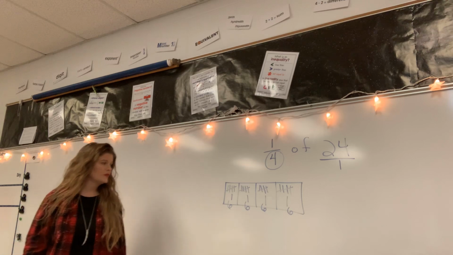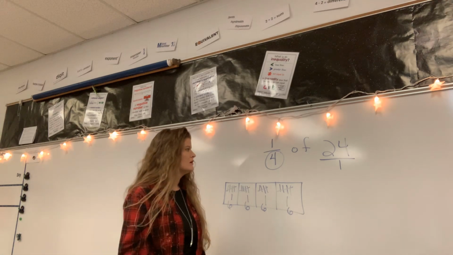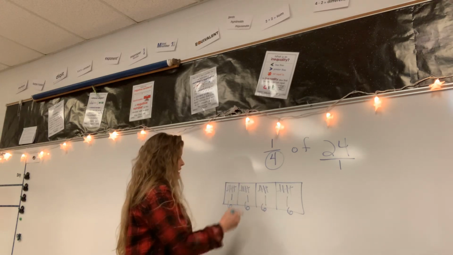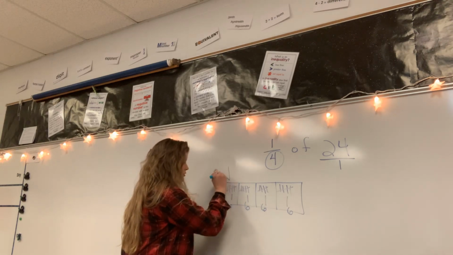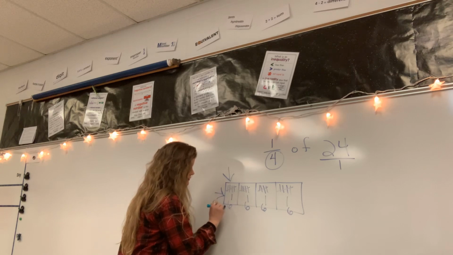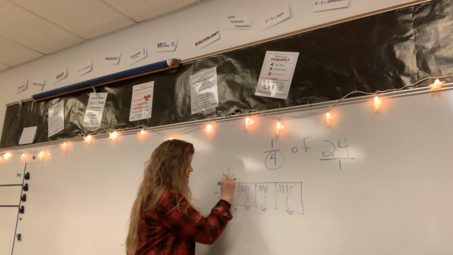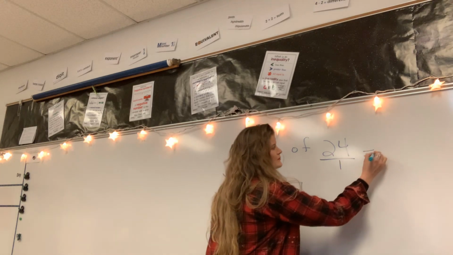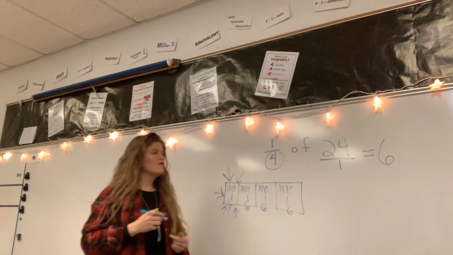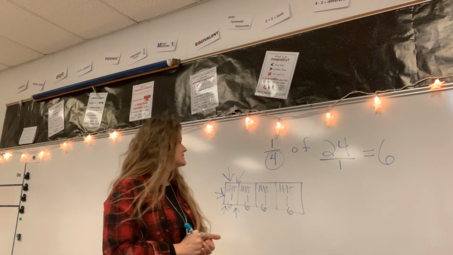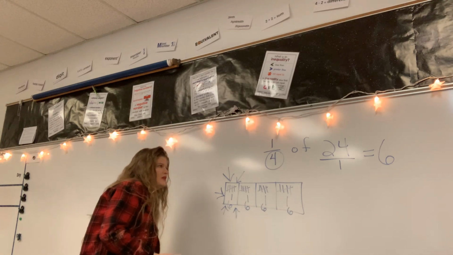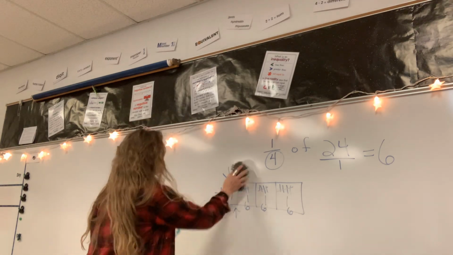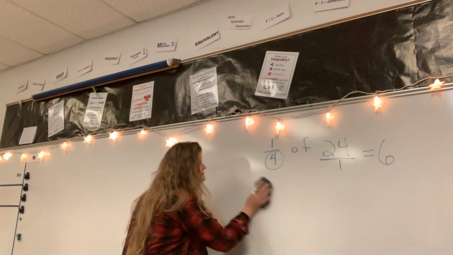All right, cool. Well, now what? That's great. Well, I'm asking about 1/4. How much is 1 of these worth? Exactly, 6. 1/4 of 24 is 6. But I said I was going to multiply. How was that multiplying? Well, like this.